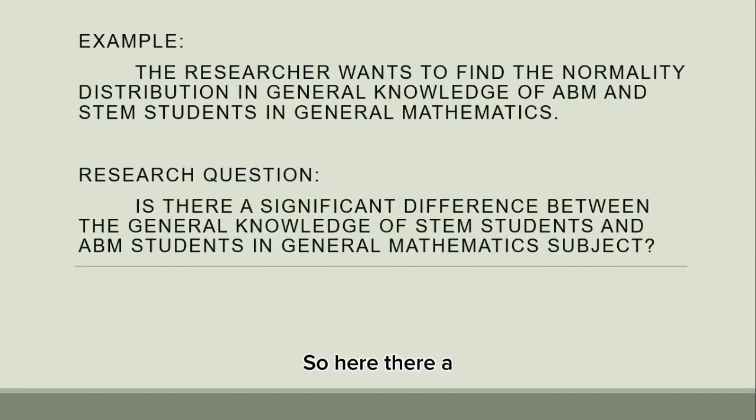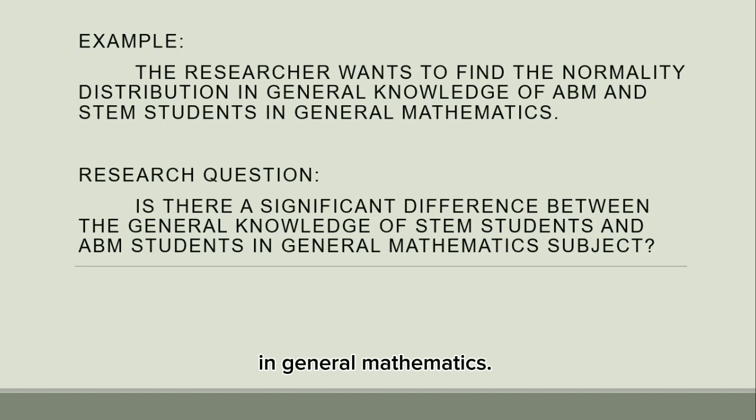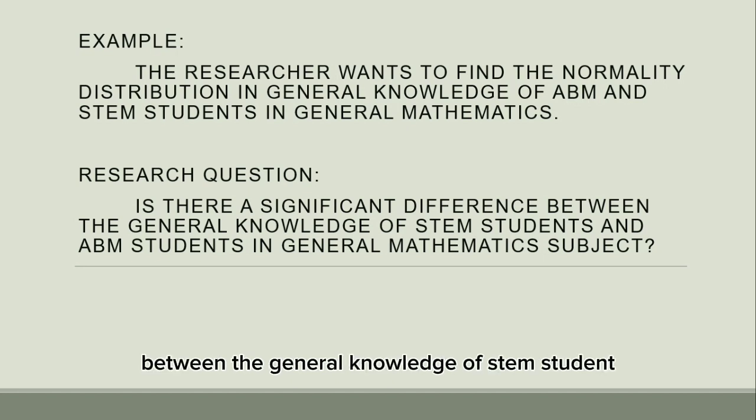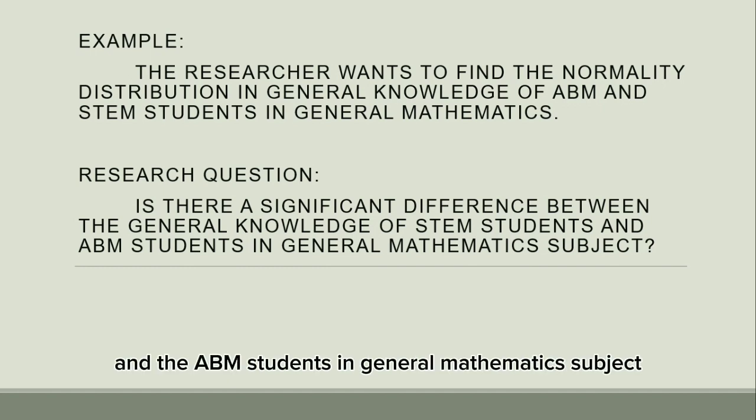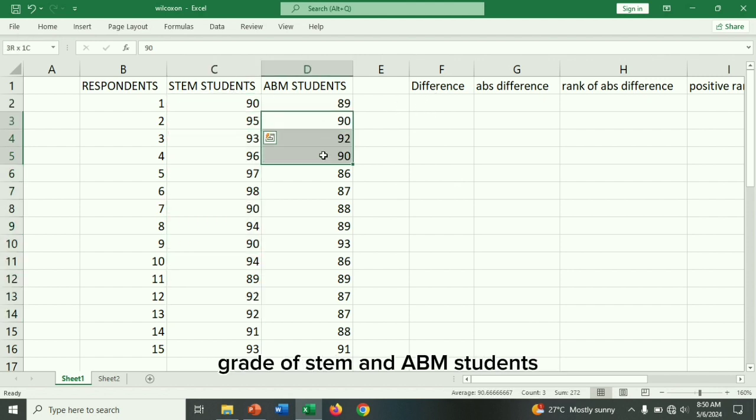Here, the researcher wants to find the normality distribution and general knowledge of ABM and STEM students in general mathematics. So the research question is: is there a significant difference between the general knowledge of STEM students and the ABM students in the general mathematics subject? Again, here we have the average grade of STEM and ABM students.